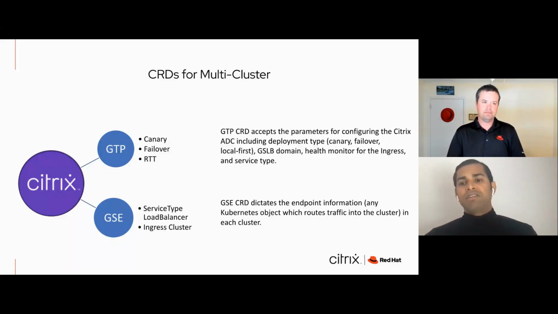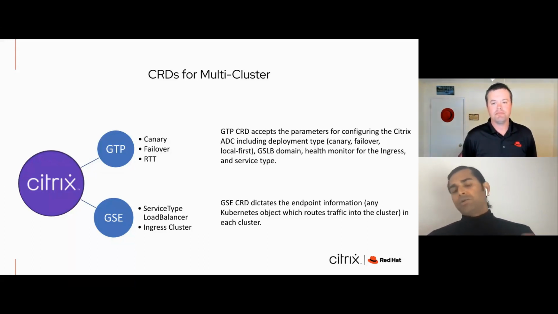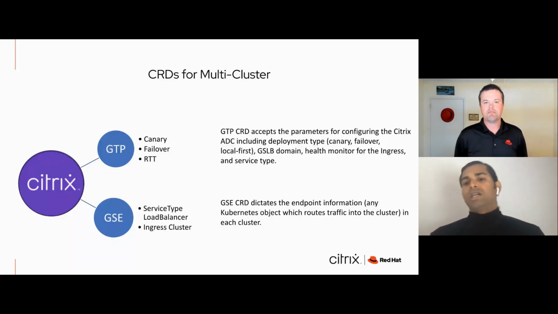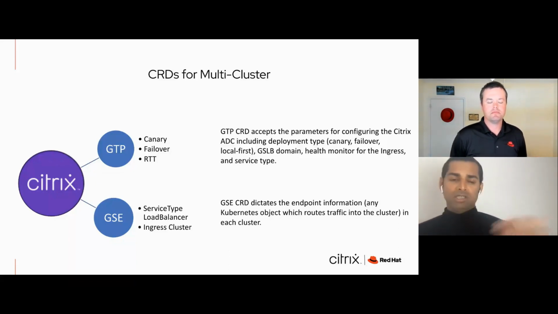GTP is where you can define these different policies. If you want a simple active-backup or failover kind of algorithm, you could use that. Or you could use canary, where you split the traffic across these different data centers. Or you can use policies like local first: if the request is coming locally, I just want to go there and not go out. Or you can use RTT-based algorithms, so wherever I get the response time faster, I go there. You can define all of these policies using GTP.